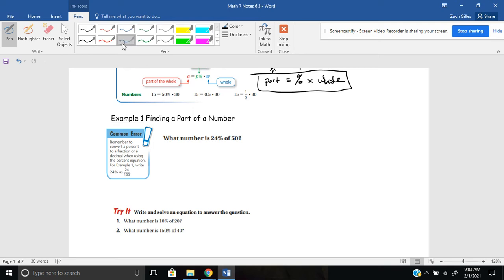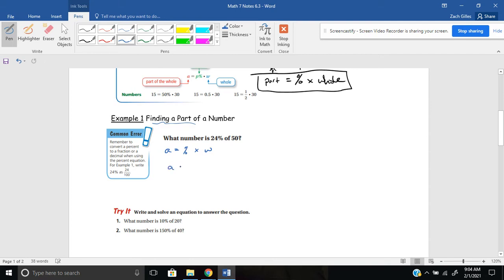Example 1 says finding a part of a number. So I'm going to be looking for the part. It says, what number is 24% of 500? So I'm going to use my equation. I'm going to write that down right away. Part equals percent times whole, and I'm looking for the part. It says what number is. Remember, when you see is there, that's referring to the part. So I'm looking for that.